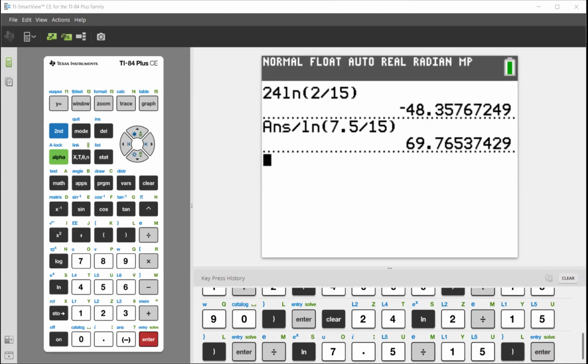You will spend how many minutes at the doctor's office? Give your answer to the nearest minute. Okay, the nearest minute, the nearest whole number. And that's gonna be 70 minutes. Okay, let me double check. 24 ln 2/15, and divided by ln 7.5 over 15. Okay, that's correct. 70 minutes.